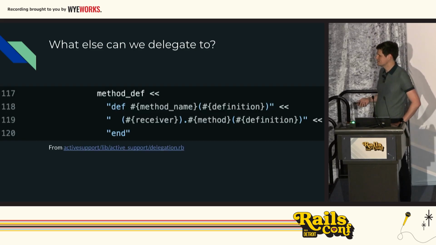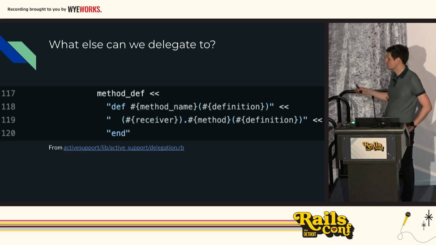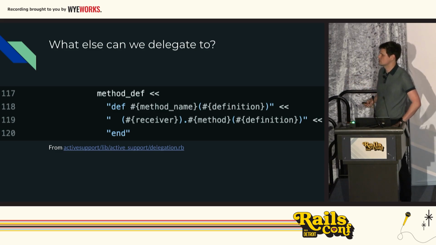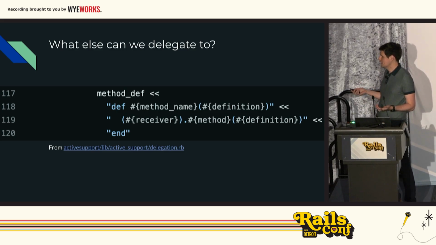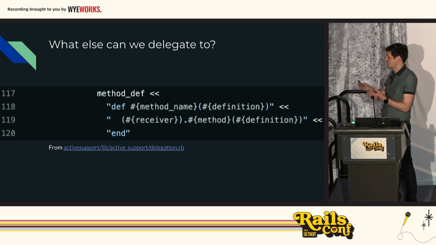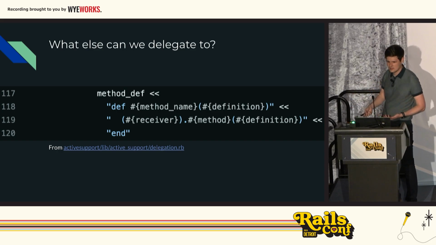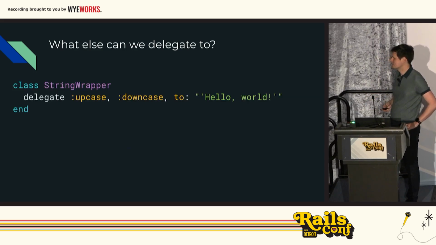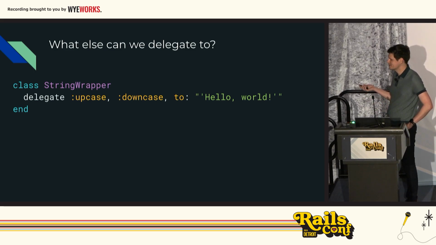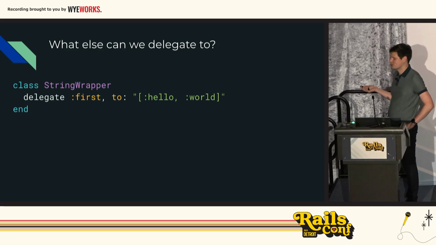So I looked at the source, and this is one of the branches in the delegation source. And it looks pretty simple. We're just defining a method, and then we have our receiver, and then we're just doing dot method, passing it some params. And so I thought, okay, this almost looks too easy, but I wonder if we can hard code a string. And we can. We can delegate to a hard-coded string as long as we double wrap it in quotes. We can delegate to a hard-coded array as long as it's in quotes.